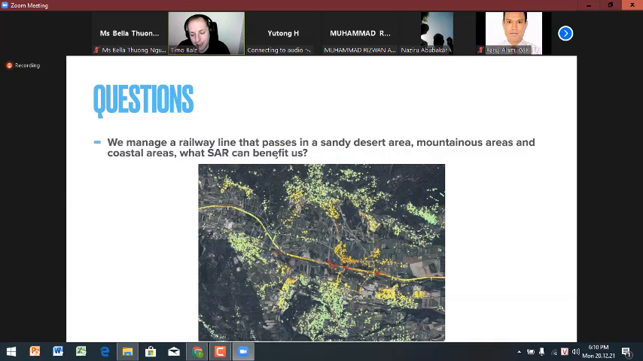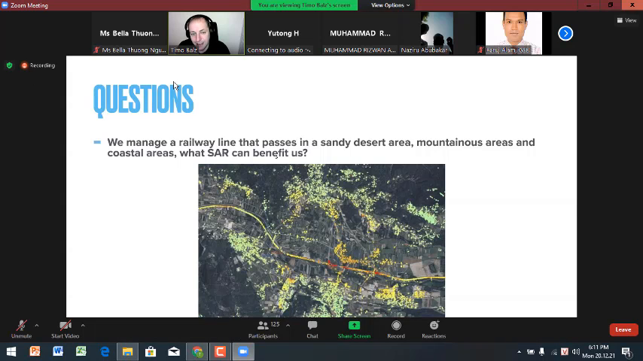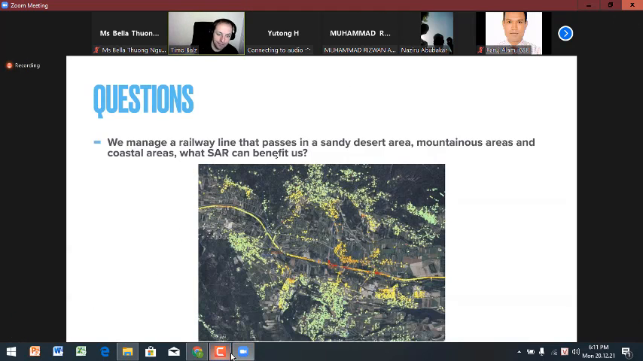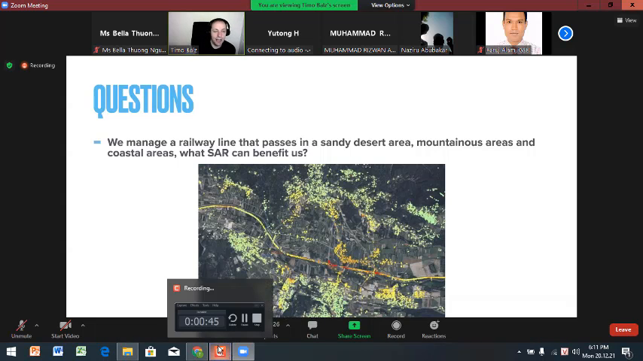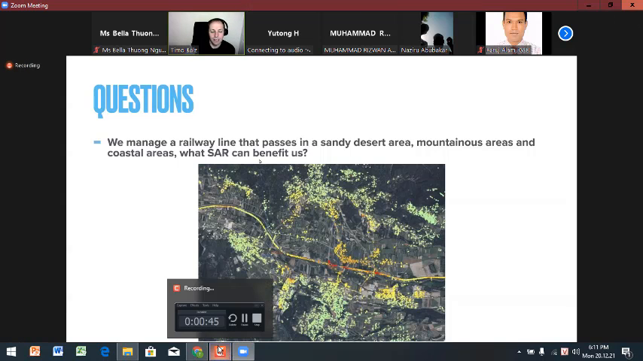So deformation stability monitoring, linear infrastructure stability monitoring would be what comes to mind for me, and what is very widely used in many countries, but also in China, generally for many of the high-speed railways, to monitor them.